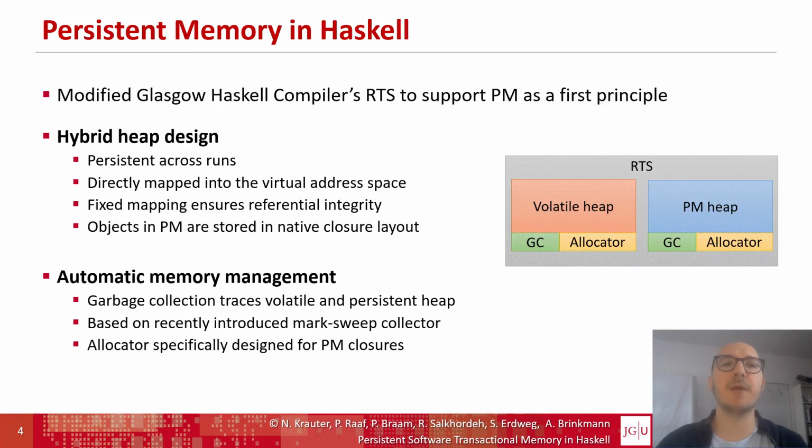We use a fixed mapping that's handled transparently by the runtime system to ensure the integrity of references in PM across runs. And we only store native closure objects in persistent memory to allow direct access at any point without serialization or deserialization. As we are fully integrated into the memory management of the language, we provide garbage collection of PM through a reachability-based mark and sweep collector that is based on the recently introduced Alligator garbage collector found in GHC 8.10. Also, we integrated a PM-tailored allocator design that uses minimal logging and is specifically designed for Haskell closures.